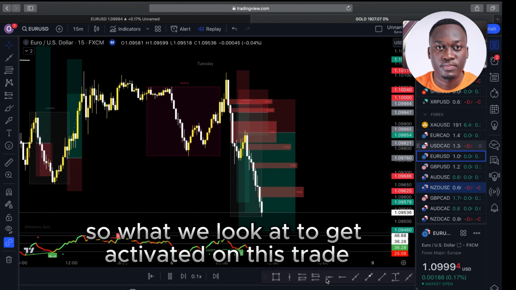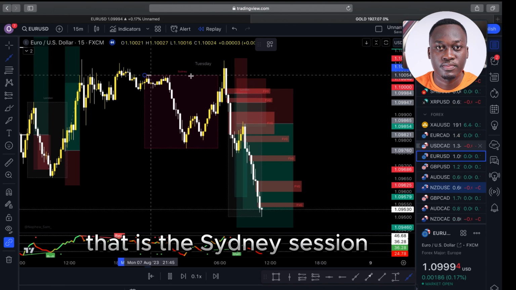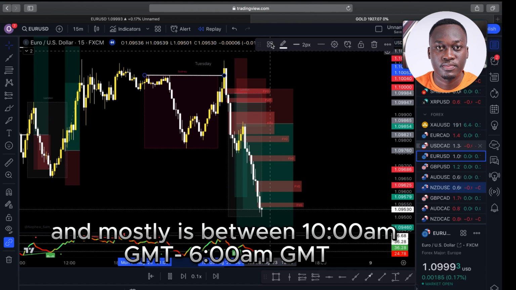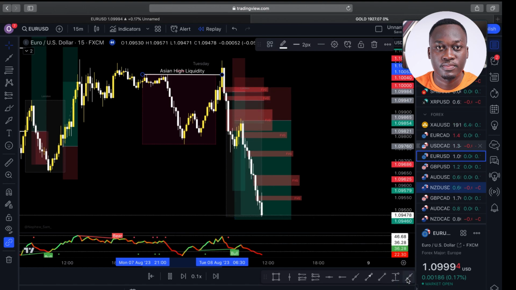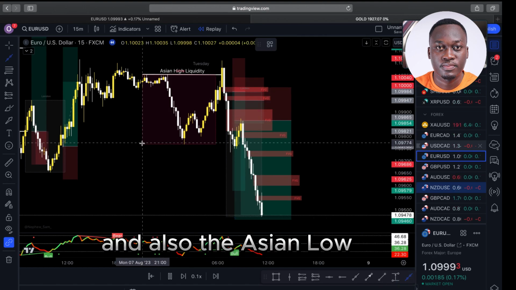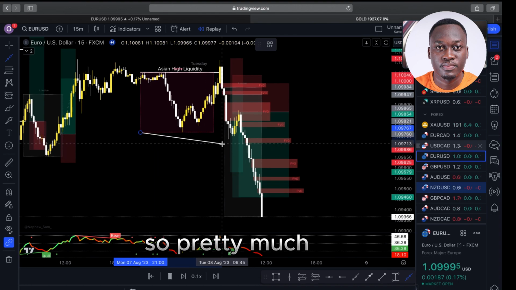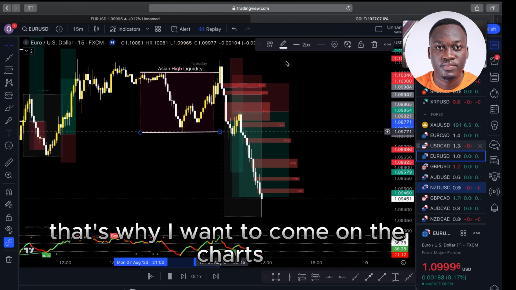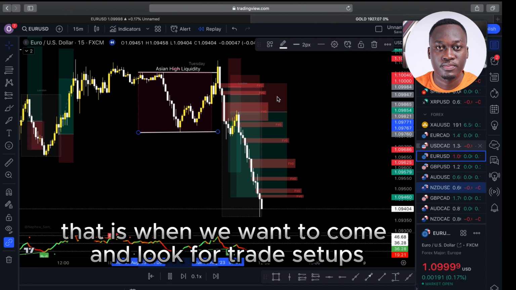So what we looked at to get activated on this trade was the Asian range. That is the Sydney session, and mostly it's between 10 a.m. GMT till 6 a.m. GMT. So we mark out the Asian high and also the Asian low before the start of our day. Pretty much our day starts at 6 a.m. GMT. That's when I want to come on the chart and look for trade setups.